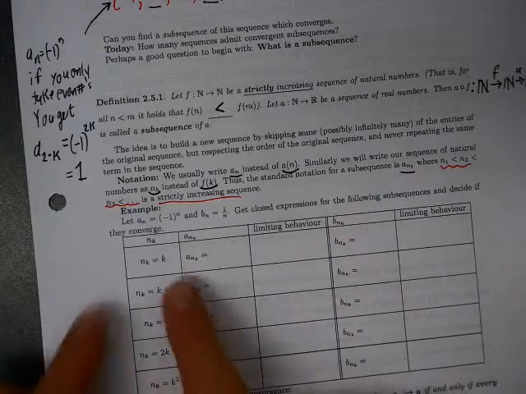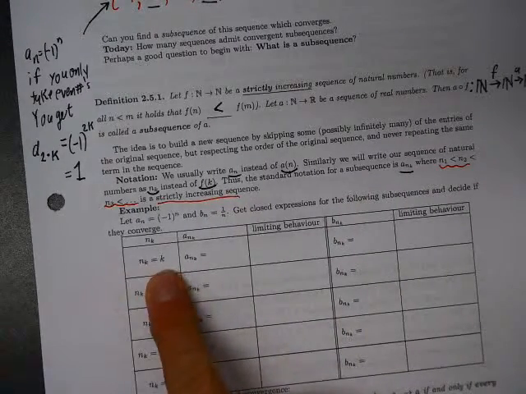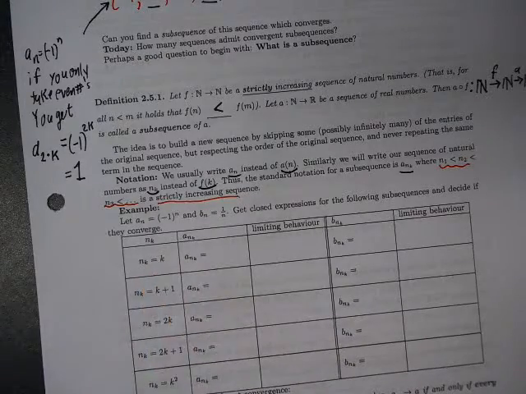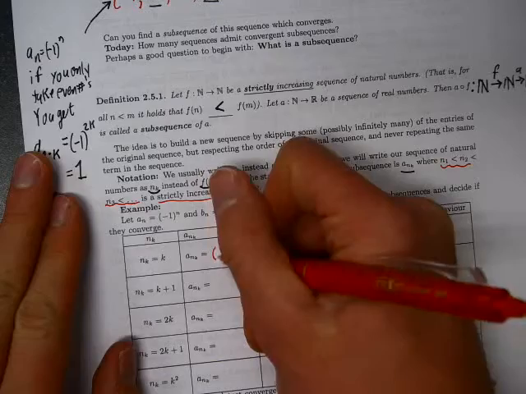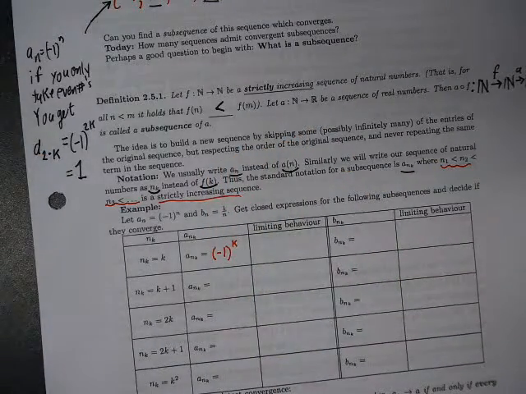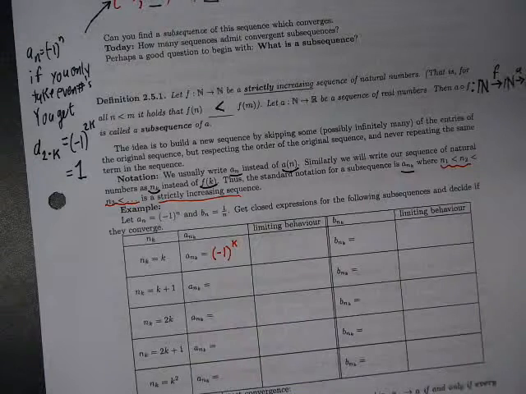So if you take n sub k to be k, that's not a very interesting subsequence. I'm going to get the exact same thing back, but with a different variable name. I'll get a sub n sub k to be -1 to the k. So tell me, as k goes to infinity, what can you tell me about the limit of -1 to the k?